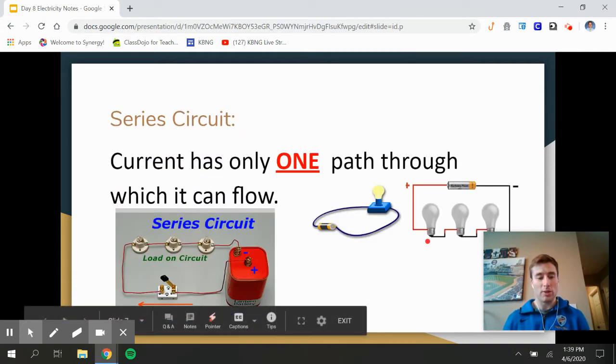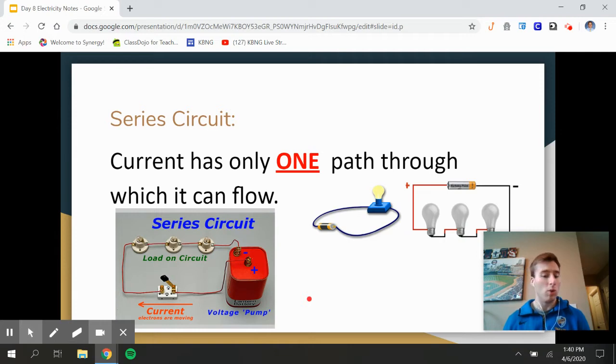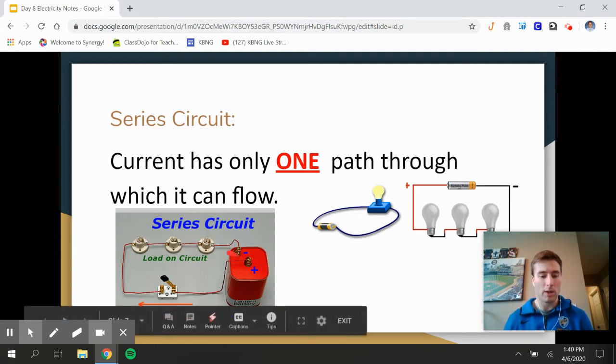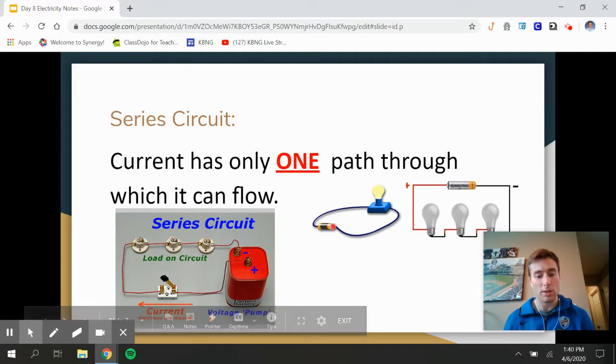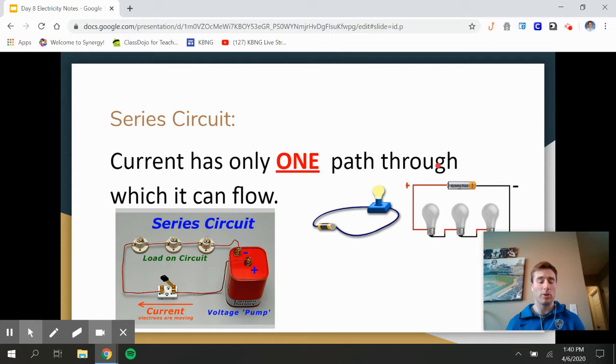So the big thing with a series circuit is that electrons only have one pathway in which they can flow. So current can only go one direction, right? It can only go through the circuit. So when it goes through, it has to go through all 3 light bulbs and through the switch and back to the battery. And that's going to be its circuit. Similarly here, we've got the battery through the light bulb and back. From the battery through the light bulbs and back. There's only one pathway. There's no other place it can go.